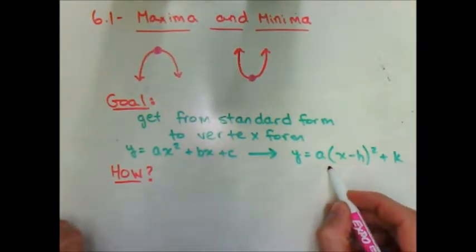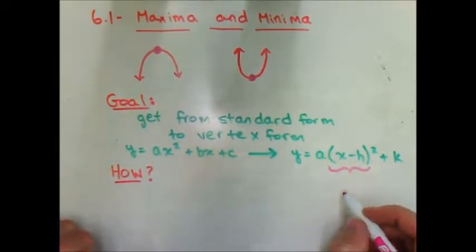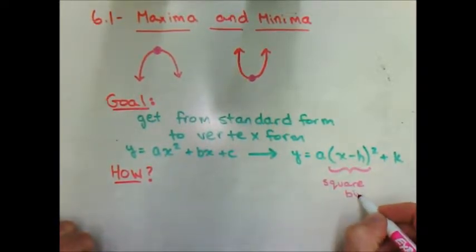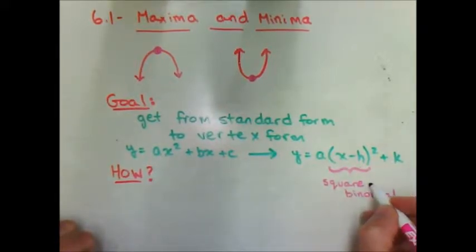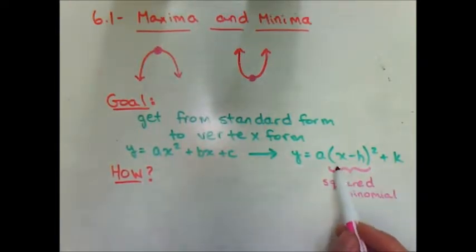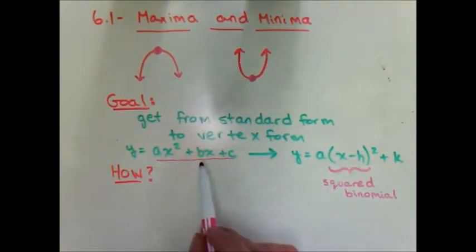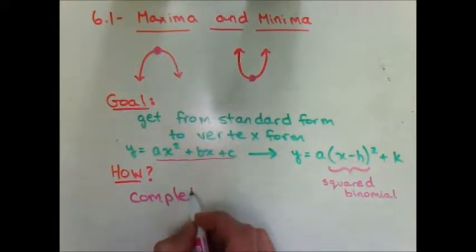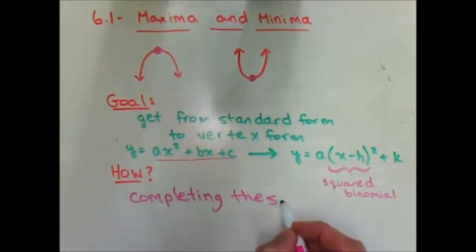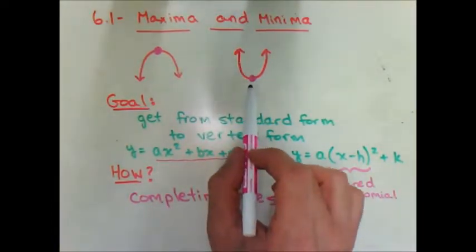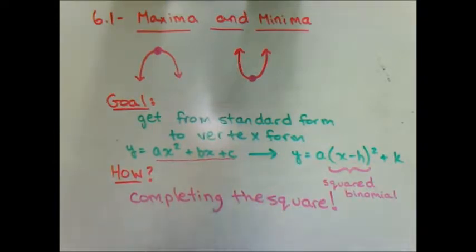If we look at this vertex form, we see this (x minus h) squared. It's a squared binomial. You'll notice that the squared binomial is not immediately evident when we look at standard form. So what we need to do is create a squared binomial by a strategy called completing the square. Once we complete the square, we're able to rearrange our equation into vertex form. Once it's in vertex form, we can easily identify the minimum or the maximum point on a parabola.